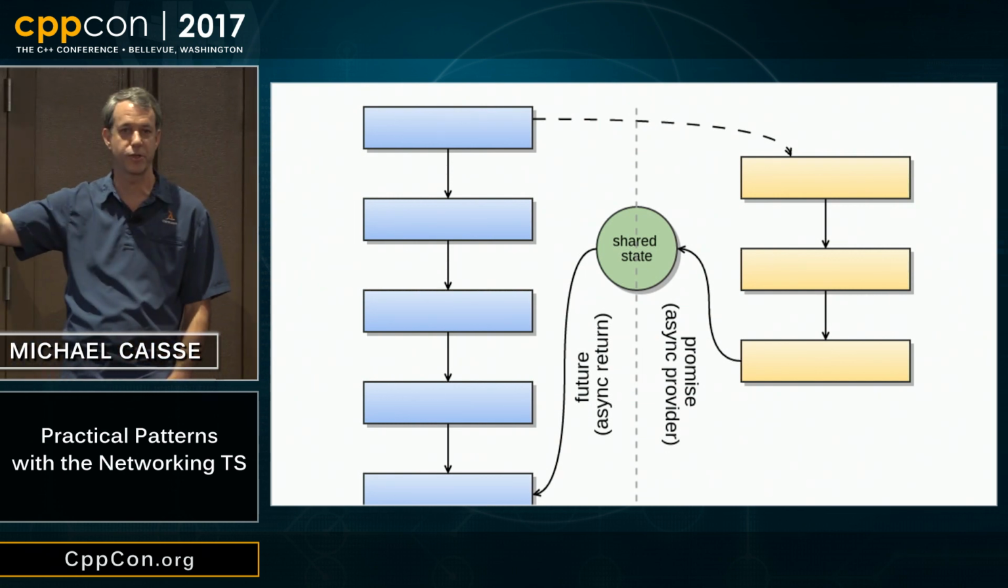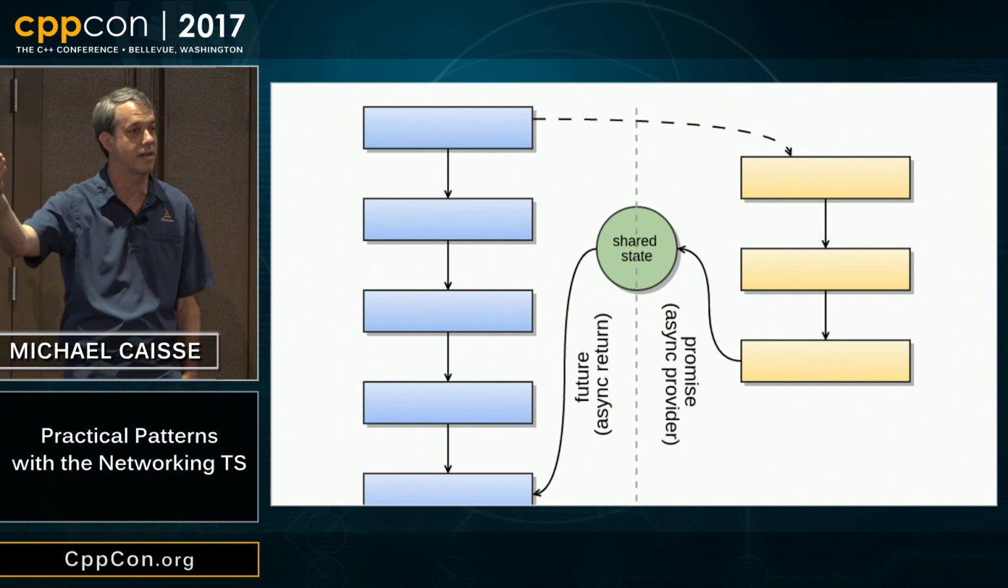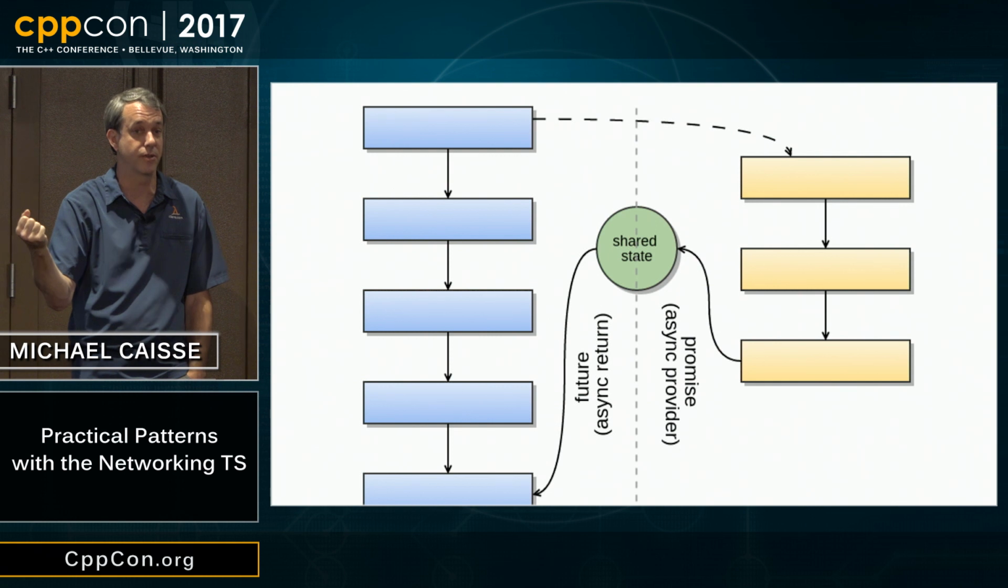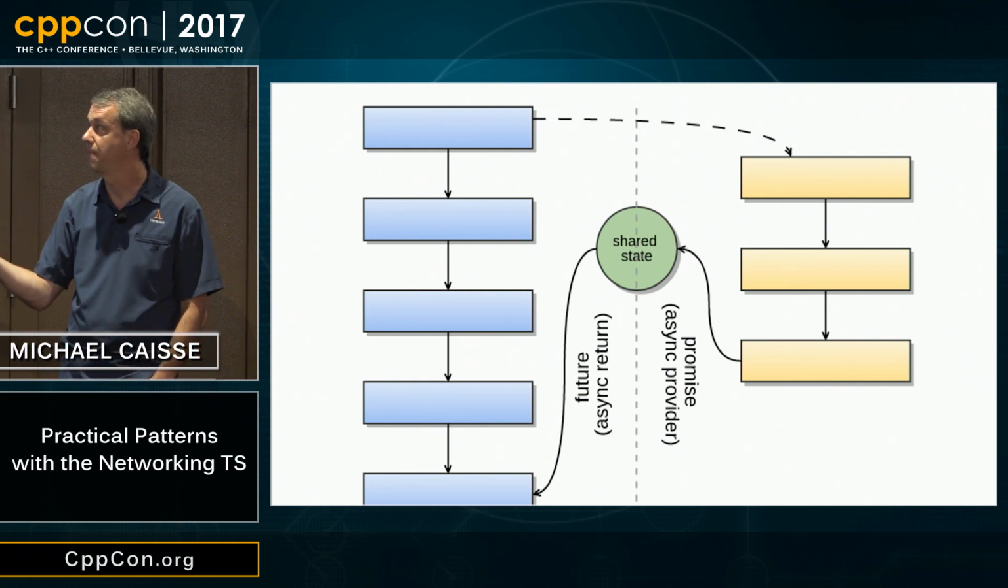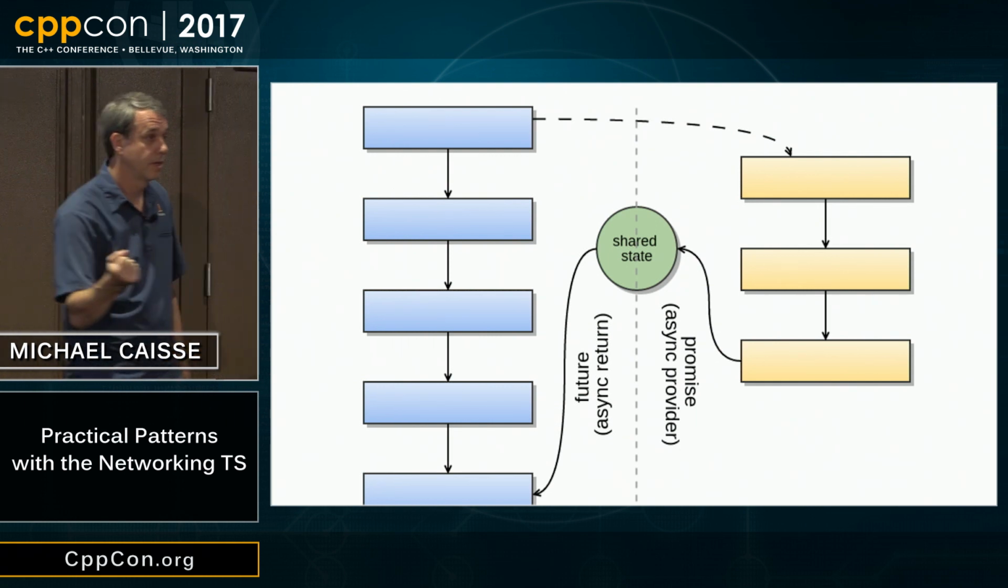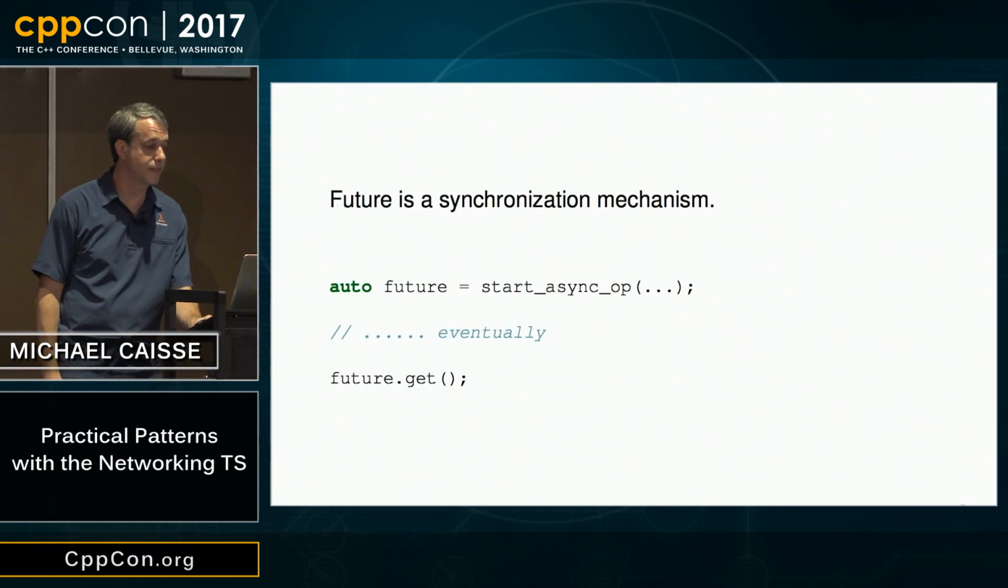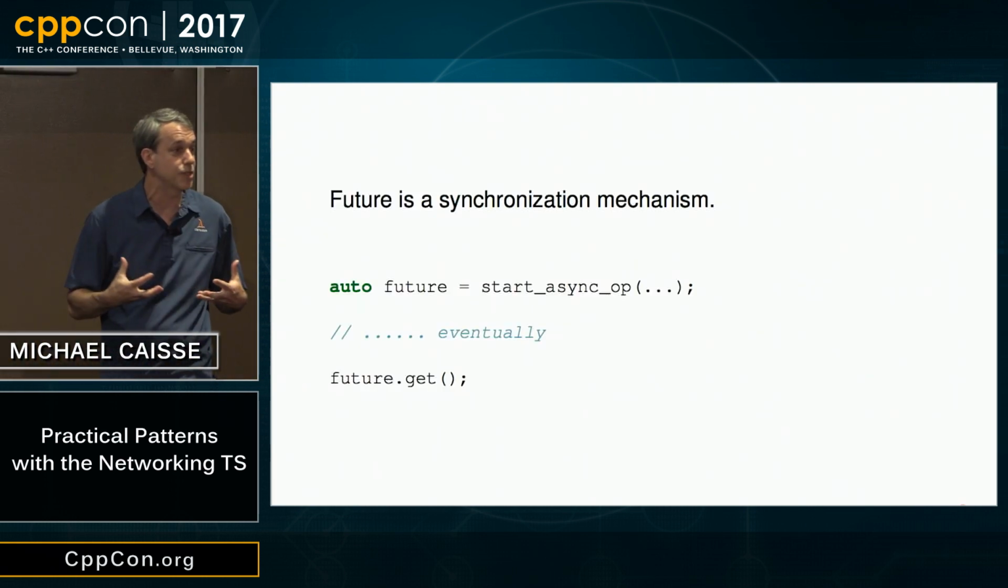But that's the asynchronous provider. And on the left-hand side, somewhere else, something wants the result out of that shared state. It wants the result from that asynchronous operation. And we call that the future. But the way futures work is that at some point, we need to get the answer back out.